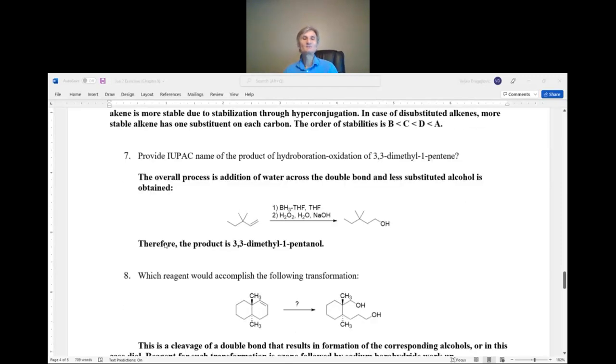Question number 7. Provide the IUPAC name of the product of hydroboration oxidation of 3,3-dimethyl-1-pentene. So the overall process is addition of water across a double bond, and the less substituted alcohol is obtained. Actually, maybe I should also provide the mechanism, or actually each step individually. So let me just do it quickly.